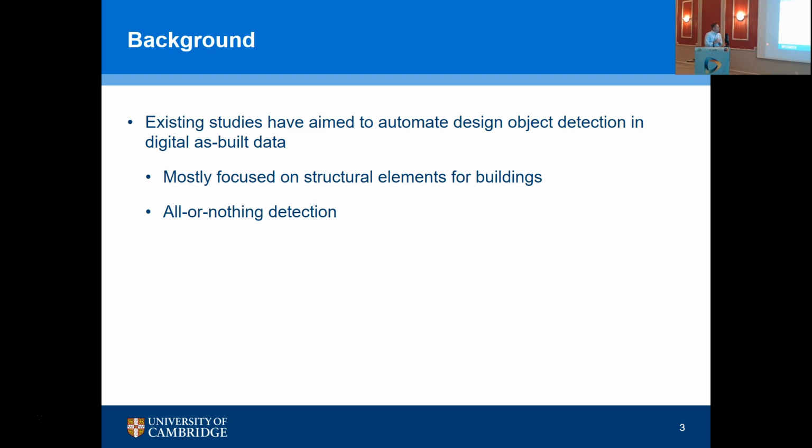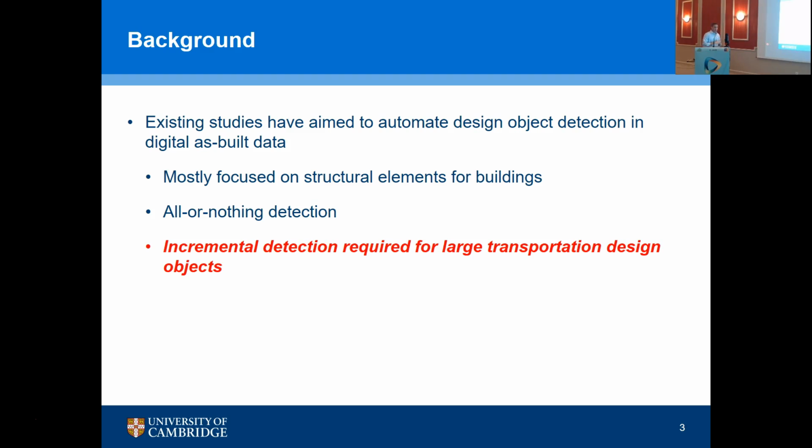The other issue is that it's been almost exclusively all or nothing detection. So the column is either there or not. But if we're talking about detecting progress on road design surfaces, we need to get down to a more incremental level. It doesn't help me to say, yeah, that 500-meter stretch of road is now done. I need to know if it's on progress much earlier than that so that I can take corrective actions and get it back on schedule if needed.